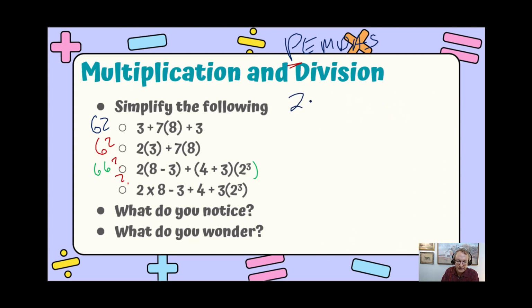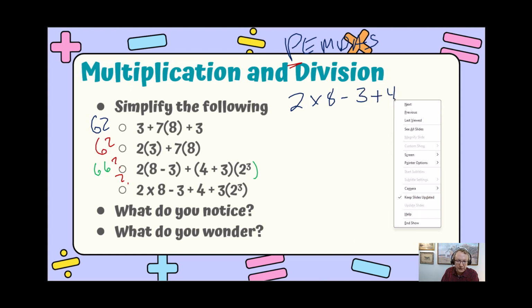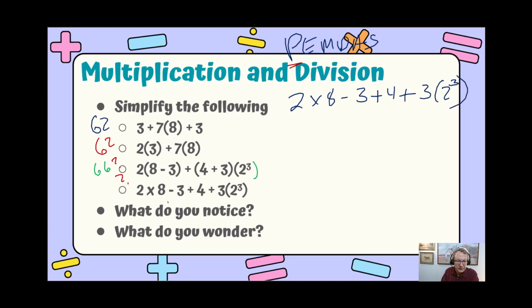Now we've got 2 times 8 minus 3 plus 4. To that, we're going to add 3 times 2 cubed. So we have 2 times 8 minus 3 plus 4 plus 3 times 2 cubed. We got 2 cubed, well, we know that's 2 times 2 times 2, which is 4 times 2, or 8. So we're going to have 3 times 8.